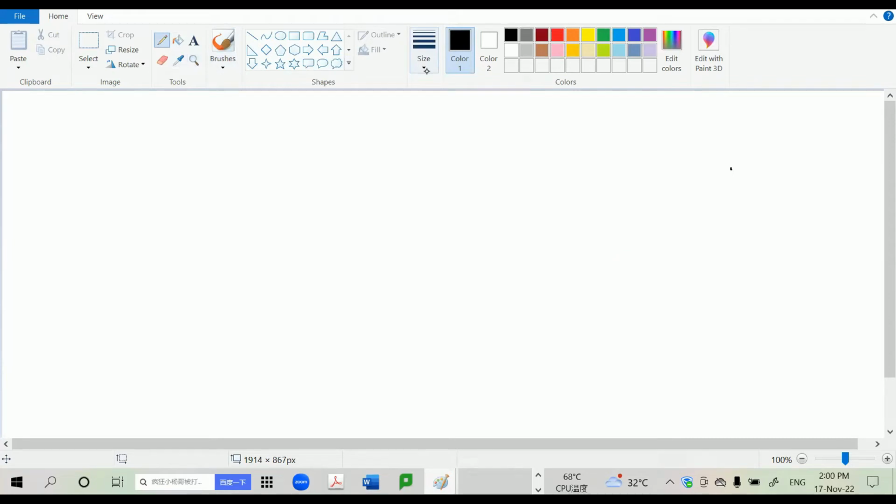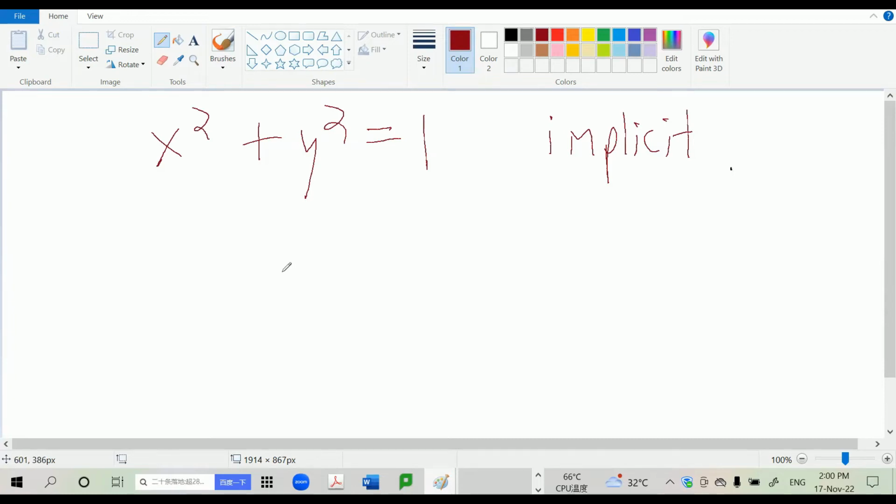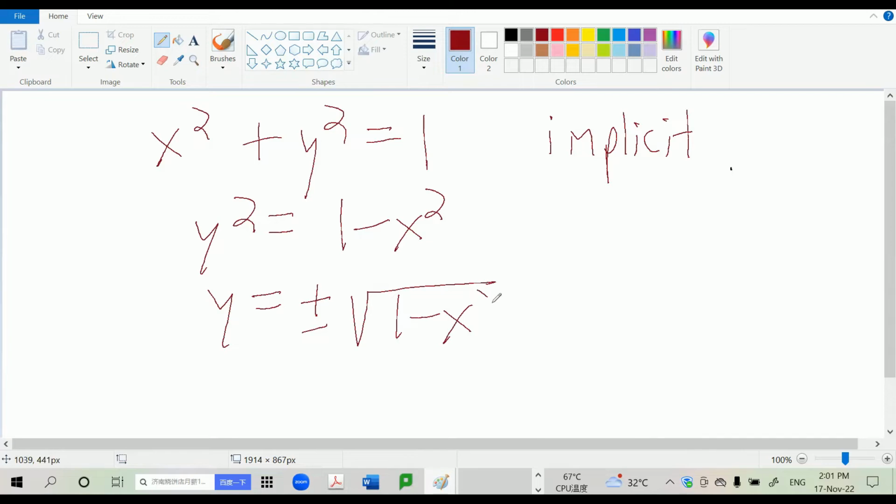Let's say we have this situation, class. x squared plus y squared is equal to 1. So clearly the x and y are jumbled together. This is implicit, because the x and y are jumbled. But if I want to make it explicit, then I would move the x term to the other side. So that would be y squared equals 1 minus x squared. Then I know that y would be simply plus or minus the square root of 1 minus x squared. And this would be the explicit version of the equation.